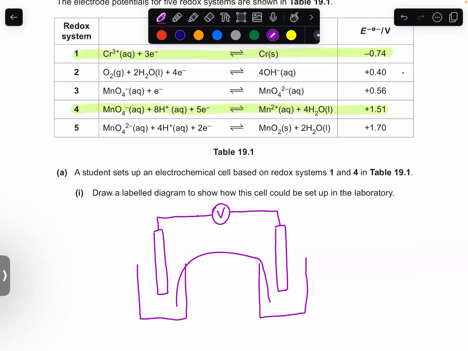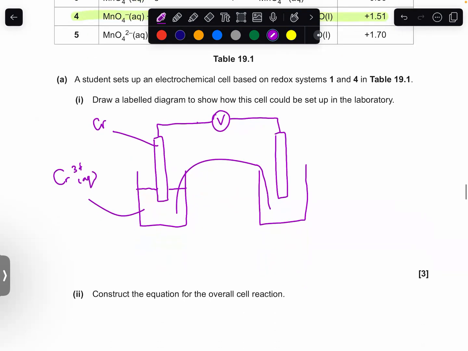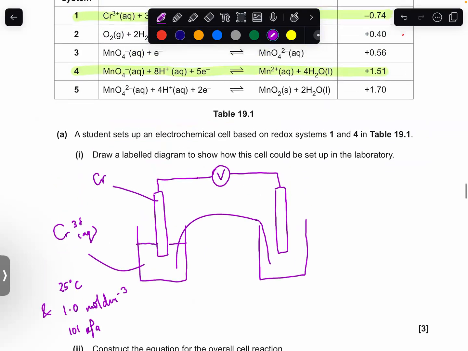So redox system 1, you got the chromium metal. Because you got a metal and the metal itself conducts electricity, this can be chromium. And the solution we're going to have is Cr3+ solution, aqueous. The standard conditions are 25 degrees Celsius and 1.0 moles per decimeter cubed. It's not asked for, but in future, if they do ask, as well as 101 kilopascals if we're using a gas like hydrogen. So you got the left-hand side done, the redox system 4.